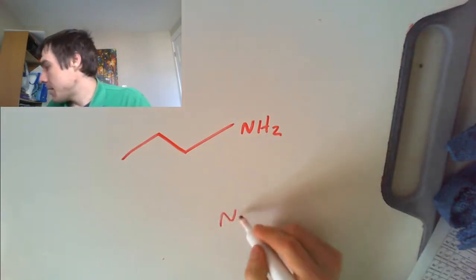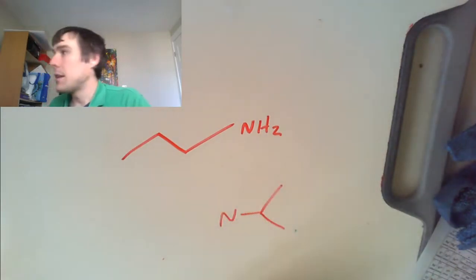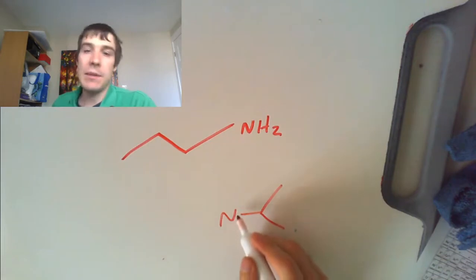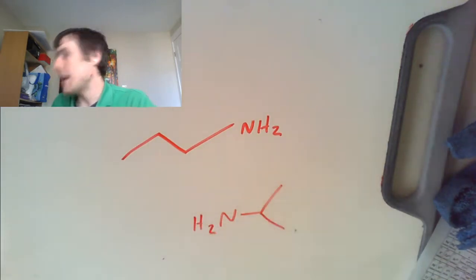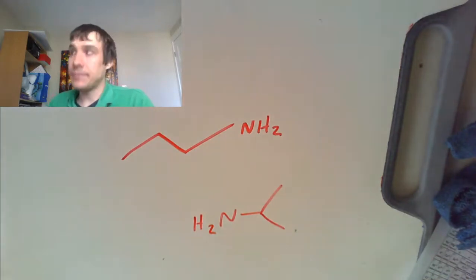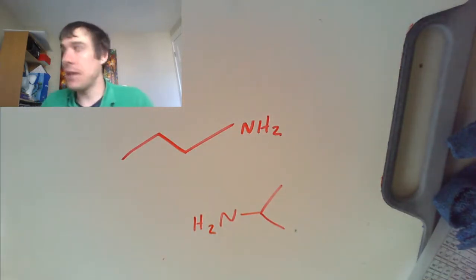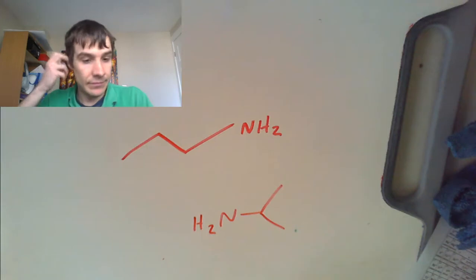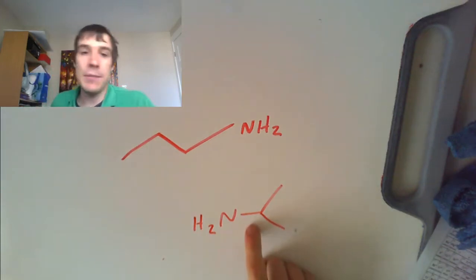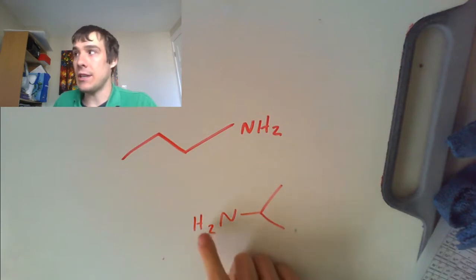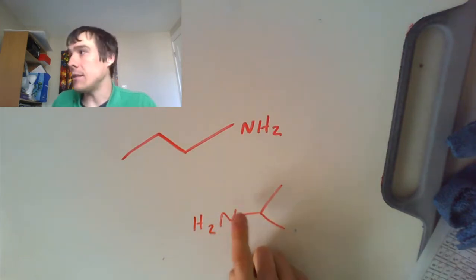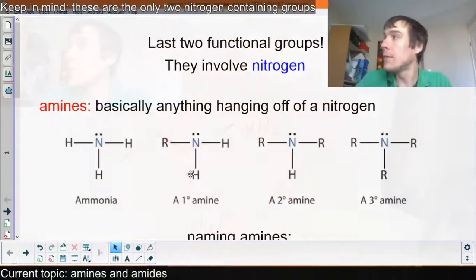If the amine's on the other end, maybe it's doing something like this, the nitrogen has to be the thing bonded to the carbon so that it's still an amine. So we have to write H2N like that. So that's a primary amine. That's still a primary amine because the nitrogen has two hydrogens and one carbon group on it.